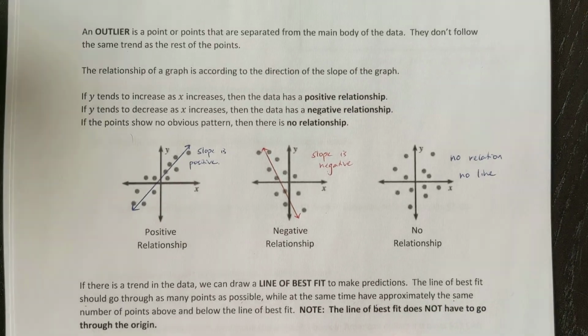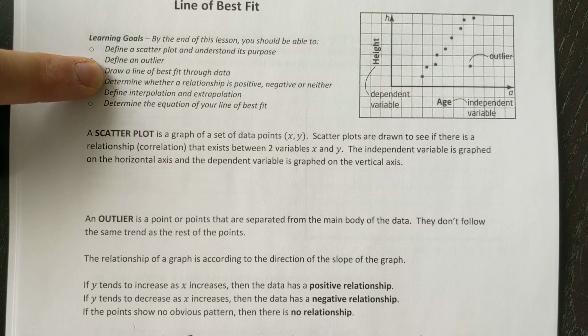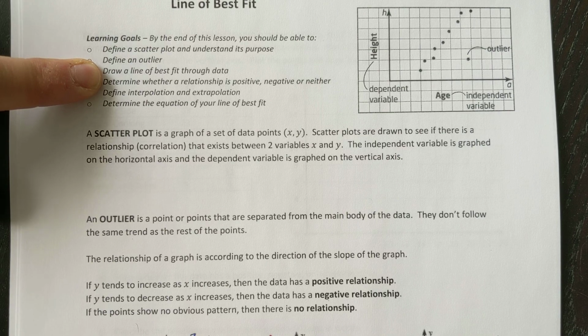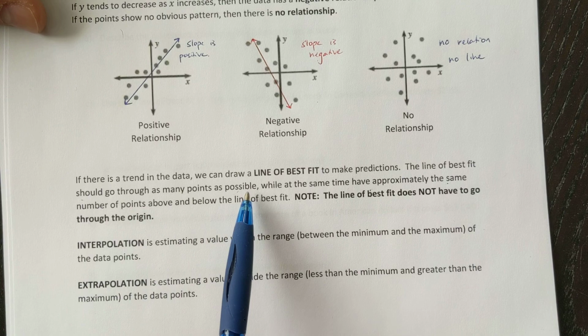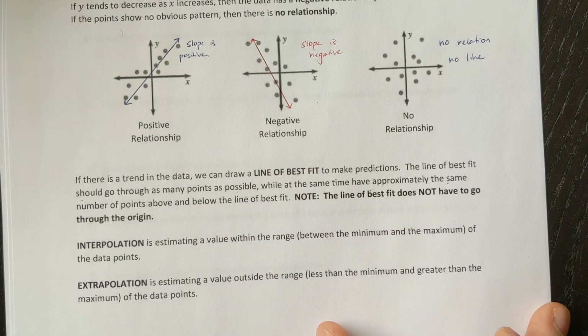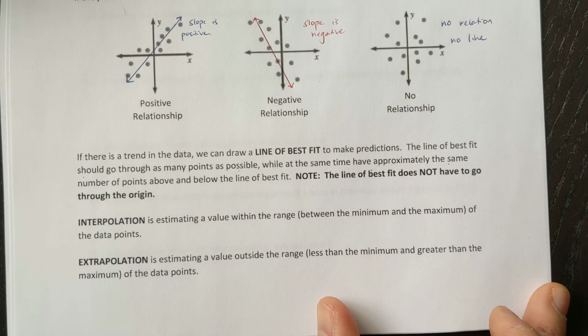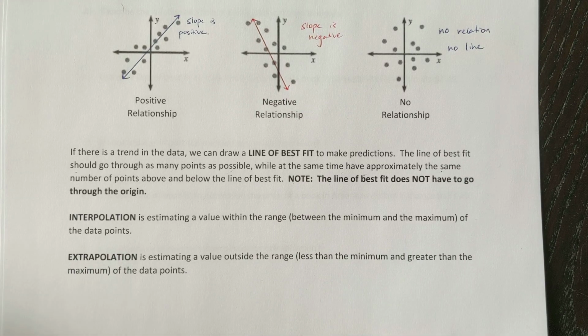Okay, so that is how to, if we go back to our lesson expectations, draw a line of best fit through data. It goes through as many points as possible and has the same number of points above and below. Interpolation and extrapolation.